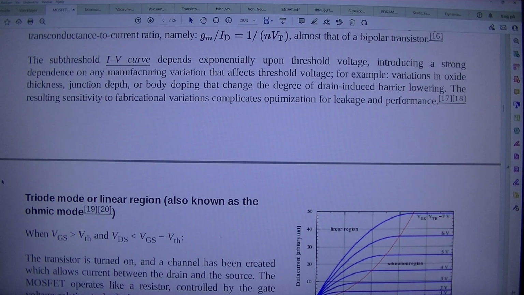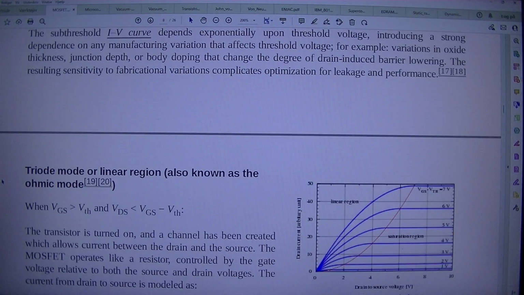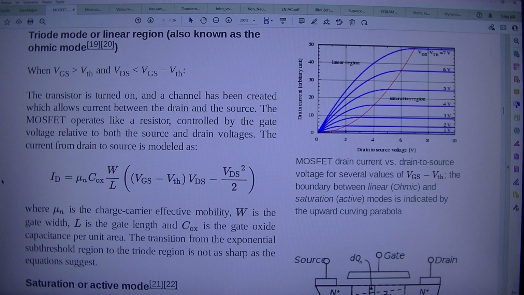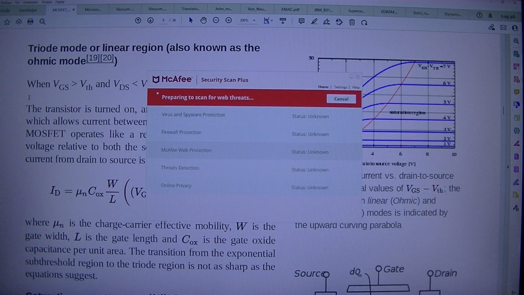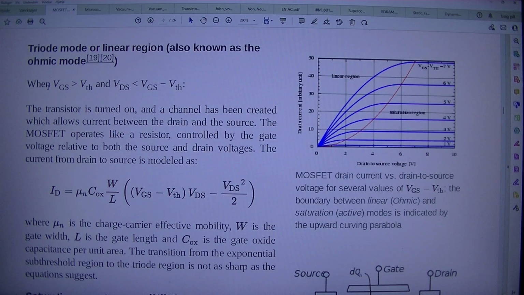Figure 17, 18. MOSFET drain current versus drain-to-source voltage for several values of VGS. The boundary between linear, ohmic, and saturation, active, modes is indicated with an upward curving parabola. Cross-section of a MOSFET operating in the linear, ohmic, region: strong inversion region present even near drain. Cross-section of a MOSFET operating in the saturation, active, region: channel exhibits channel pinching near drain.